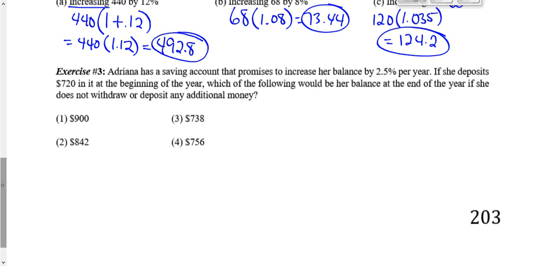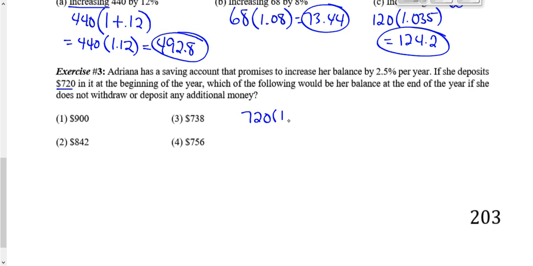In the savings account. And others, right? And other accounts, obviously, unless you got $10,000 in there. Anyway, so she deposits $720 at the beginning of the year. Okay? What would be her balance at the end of the year? So basically adding 2.5% to what number? Okay, so what will it be? We're going to do 720 times what, kids?